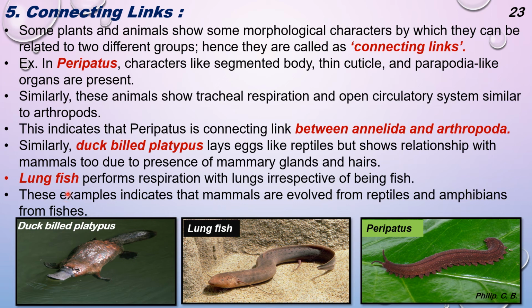Third example is what? Lungfish performs respiration with lungs irrespective of being fish. So as we call it lungfish, they got lungs. As we have learned, fishes have got gills for breathing, but this particular type of fish has got lungs, even though they are fish living in water using gills, right? So these examples indicate that mammals are evolved from reptiles and amphibians from the fishes, how the evolution has taken place.